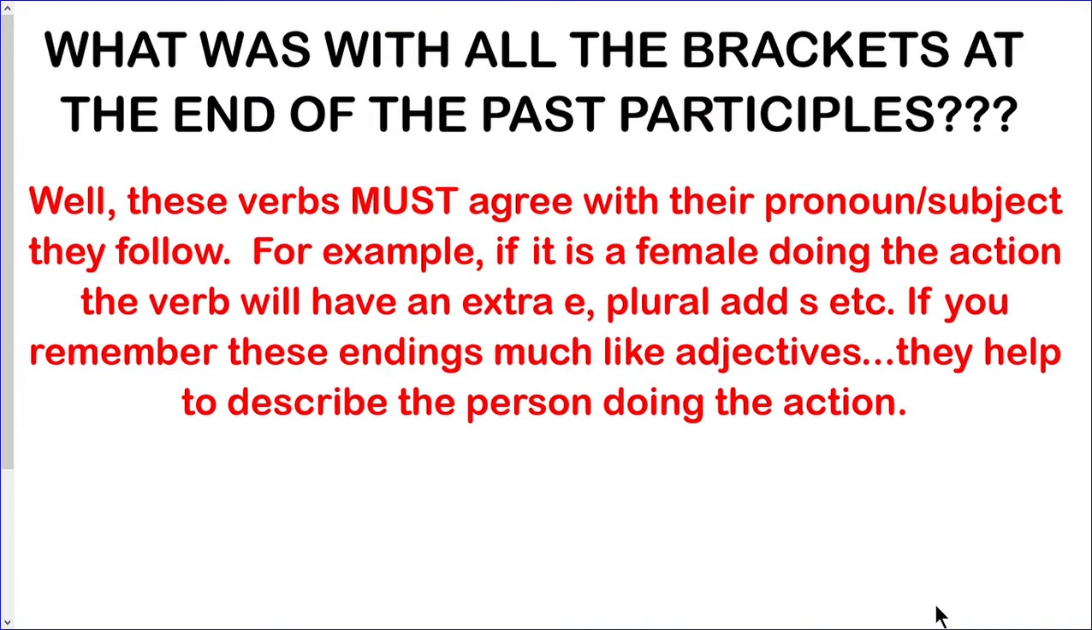What was with all those brackets at the end of the past participles? Well, these verbs must agree with the pronoun subject they follow. For example, if it is a female doing the action, the verb will have an extra e at the end. If it's plural, we're going to add an s. If you remember, these endings are much like adjectives. They help to describe the person doing the action because, again, these verbs are more personal.